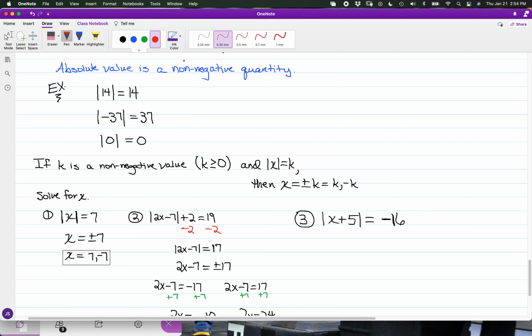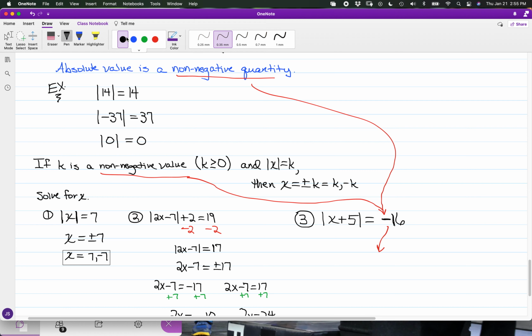But again, stressing the non-negativity part: absolute value is a non-negative quantity, and k is supposed to be a non-negative value. Whatever we have the absolute value expression set equal to, the constant cannot be negative. So in consequence, there will be no solution.